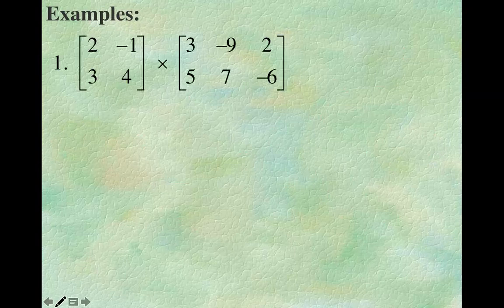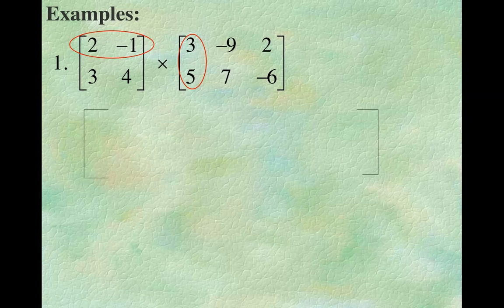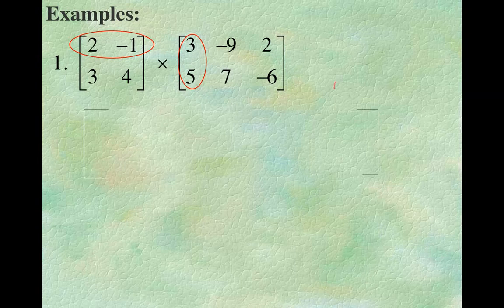So let's do an example. Let's do this first one. I'm going to take the rows of the first one and multiply by the columns over here. This is what I'm going to refer to as my work matrix. You should have one too.